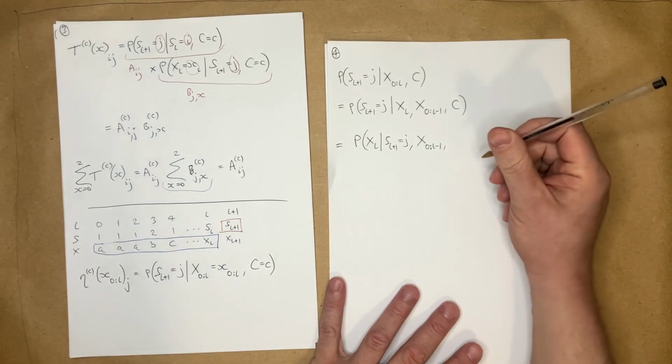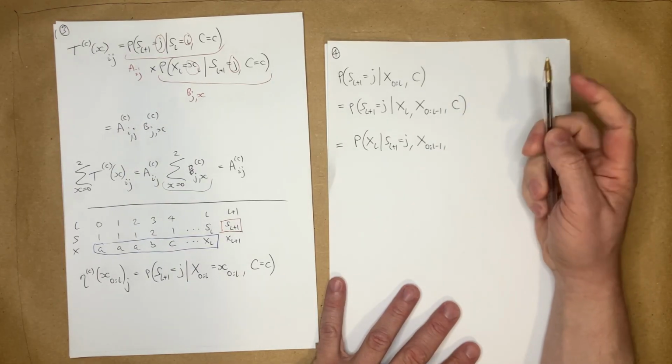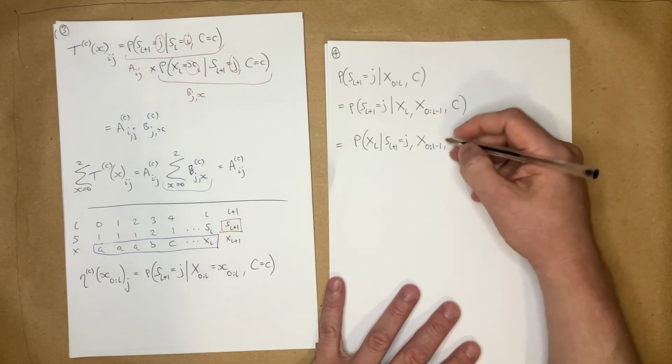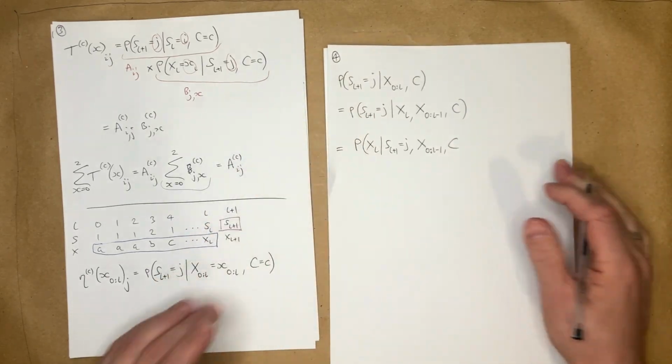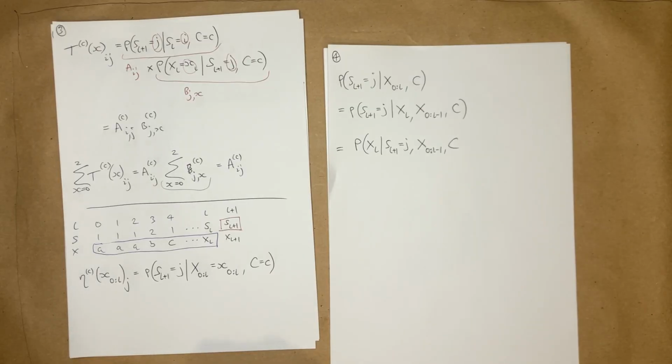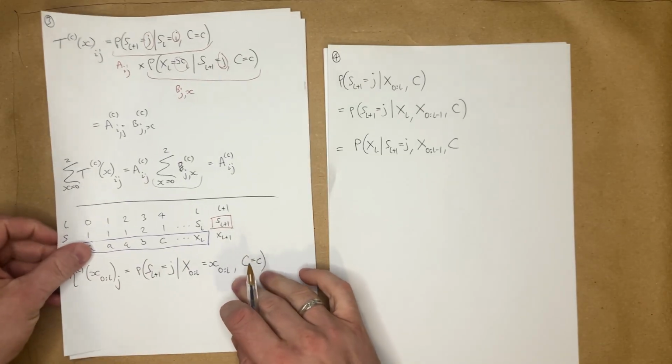They're not directly relevant. Let me see if I can remember why. I think it's the Markovian property.